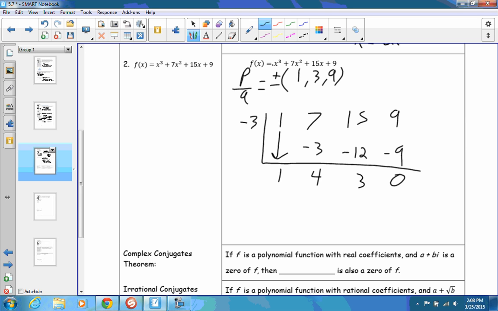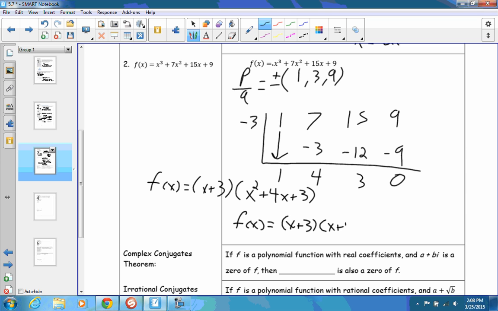Okay, so what do I know one of my factors is? X plus 3. What's the other factor? x squared plus 4x plus 3. And I think that's going to factor really nice, isn't it? 3 and 1. So the weird thing about that, x plus 3 shows up twice, right?